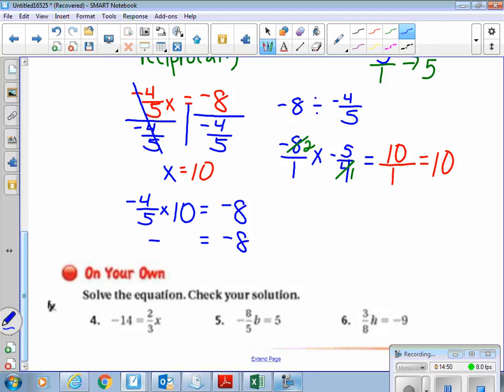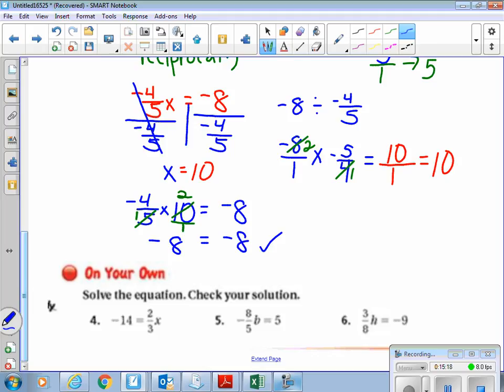I can actually cross cancel out here. Remember, this 10 is really just sitting on top of a 1. 5 and 10 both have 5. 5 divided by 5 is 1, and 10 divided by 5 is 2. So we're looking up at the top at negative 4 times 2, which would give me a negative 8. 1 times 1 on the bottom is 1, and then negative 8 over 1 is simply negative 8. Same answer on both sides of the equation means that we did it correct.